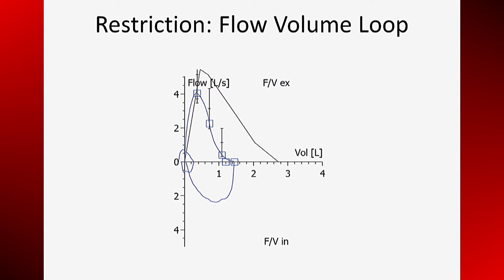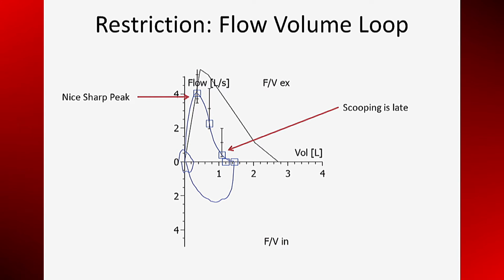This flow volume loop is typical of restriction. The size of the loop is small along both axes. The shape is close to normal and distinctly different from an obstructive loop. There is a nice sharp peak consistent with good effort.